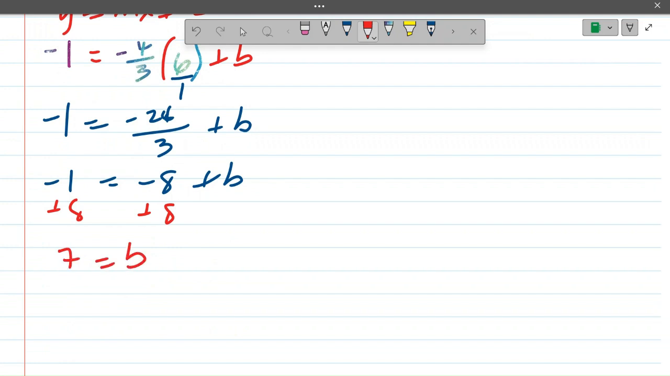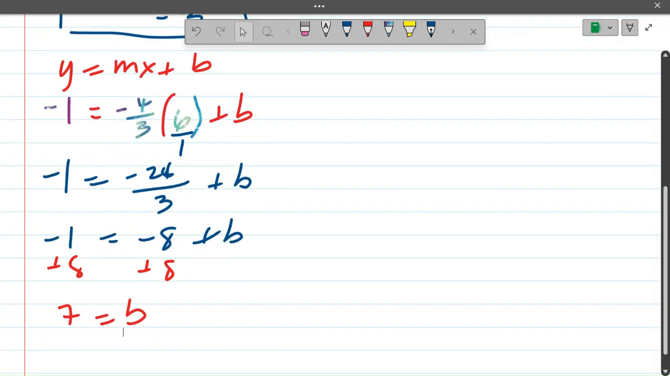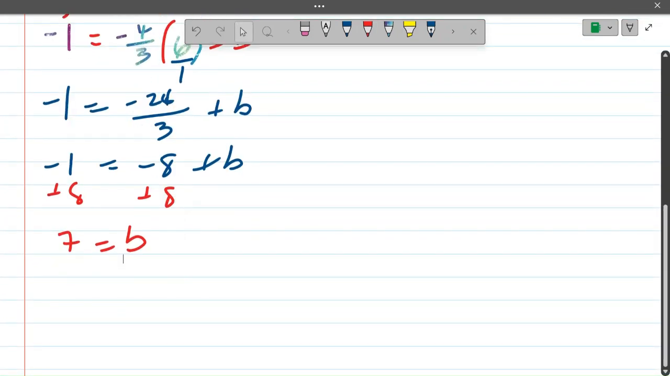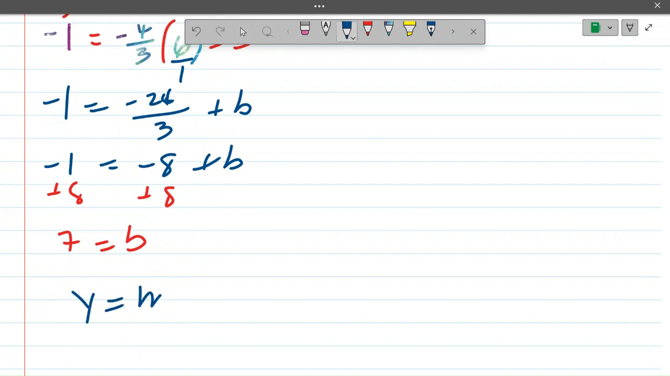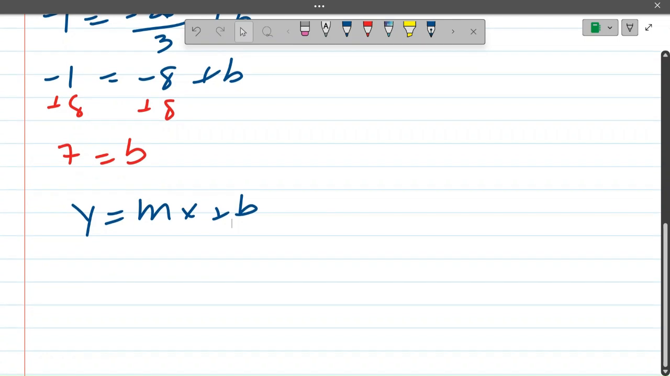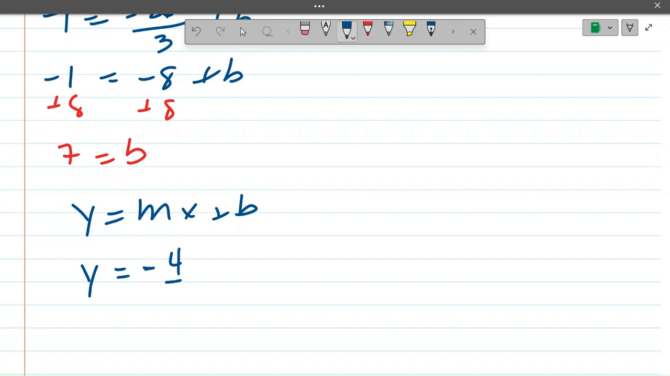All right, so if we look back, we know that the slope we found was -4/3. We know that b is 7. So all we're going to do from here is in our equation y = mx + b, we're going to substitute those two values. Remember, this equation, you can have a lot of different x and y values in there. So we leave x and y in there. So this becomes y = -4/3 x + 7.